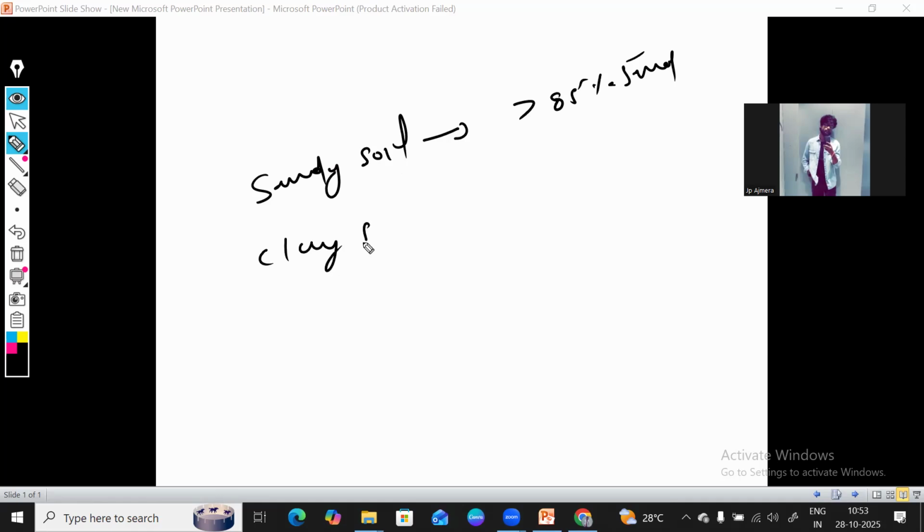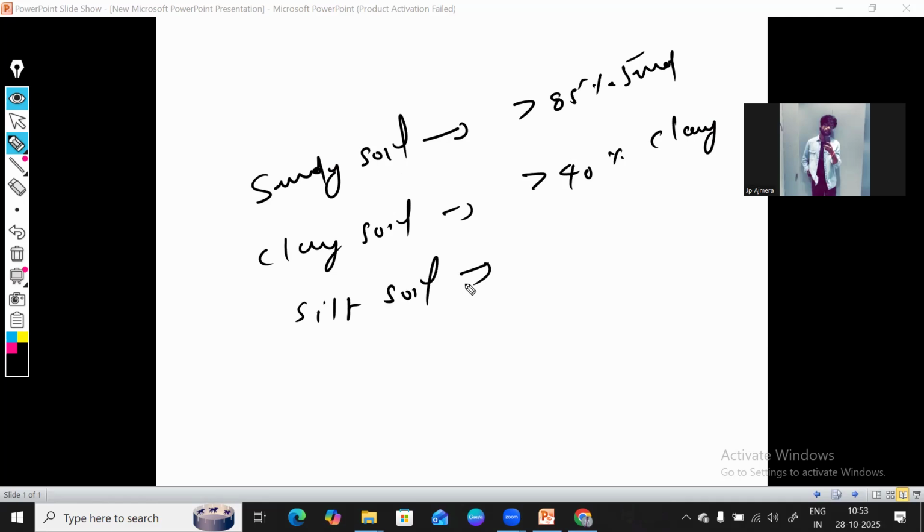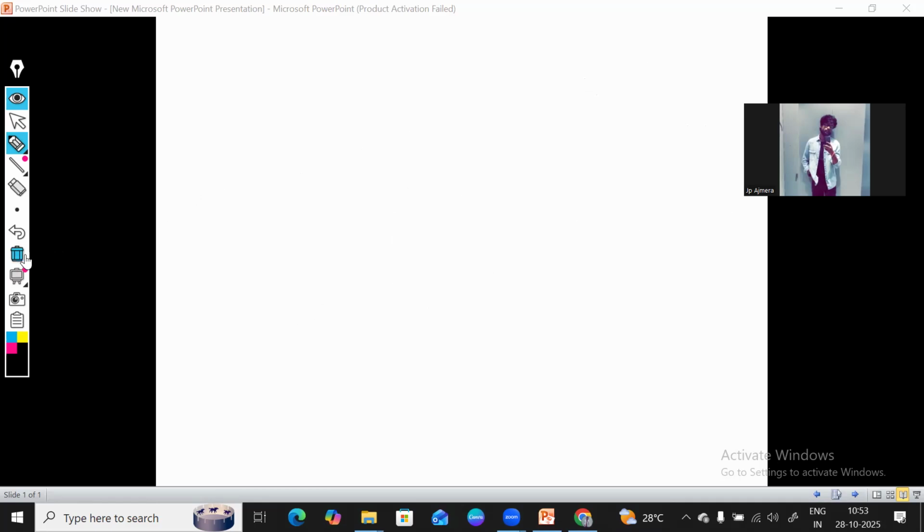Clay soil: soil which holds more than 40% clay refers to clay soil, and silt soil has more than 80% silt, same as said. I hope it's clear to you. Let's go to the classification of soil particles.